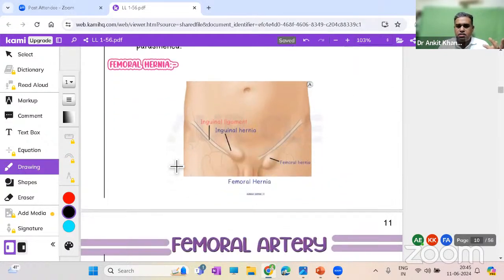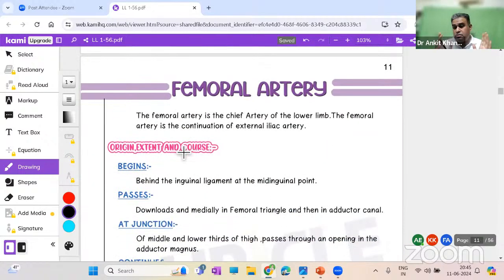So femoral hernia, as we discussed, is over here. You can make a simple diagram. Inguinal hernias are above the inguinal ligament. Femoral hernia is just below it. These diagrams you can make. So that is the most important part.